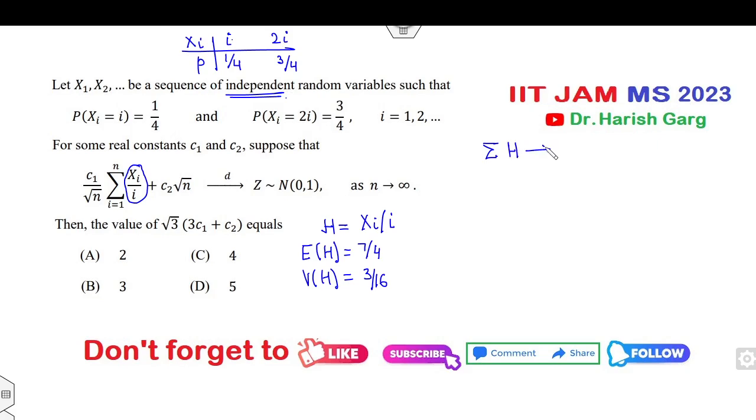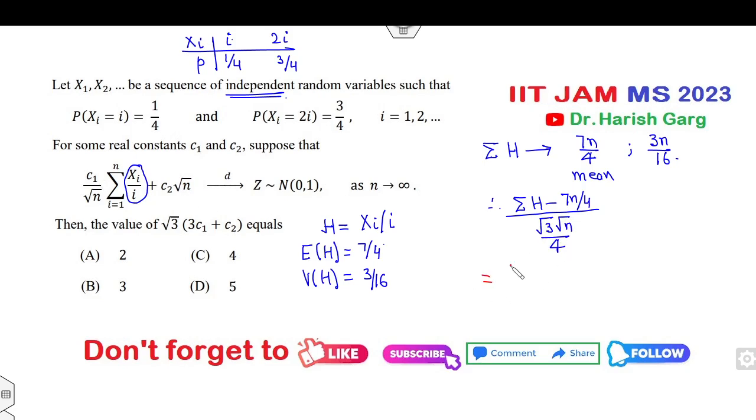Fine. So can you find the mean of this number? The mean will be 7 over 4 into n, or I can write the mean as 7n over 4. Can you find the variance of this? Because they are all independent, it's 3n over 16. Now you can write in terms of z. It's summation h minus 7n over 4 divided by root 3n over 4. Fine. Now you can simplify this.